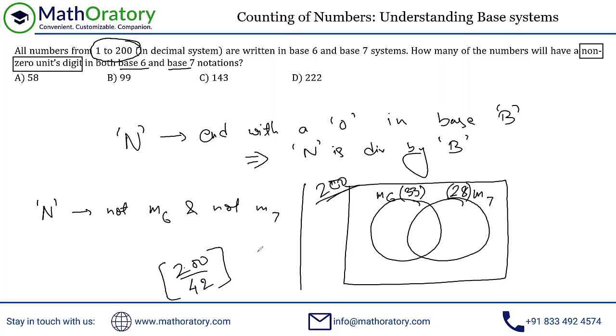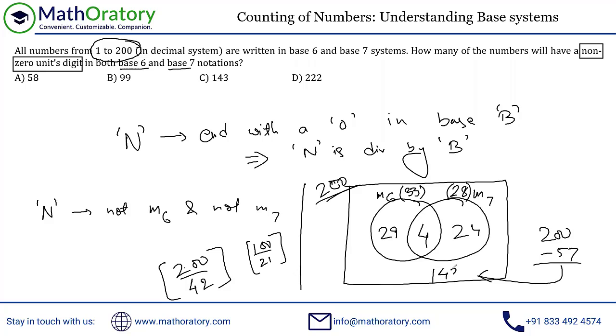So this is what we have to figure out. By the way, 200 by 42 is 100 by 21. I hope you can understand that 21 into 5 is 105. So this should be 4. So there are 4 multiples of 6 as well as 7. So if this is 4, this is 33, this should be 29. You can figure this out, but you know that this entire circle is 28 plus 29, which is 57. So basically, you have 57 numbers in this region. You can just figure this out and add all of them. And there are a total of 200 numbers. So subtract this 57 from 200 to get the required answer, which will be 143, which are not multiples of 6 and 7, option C.